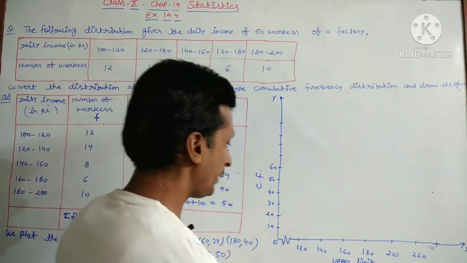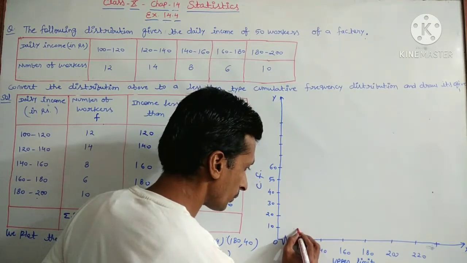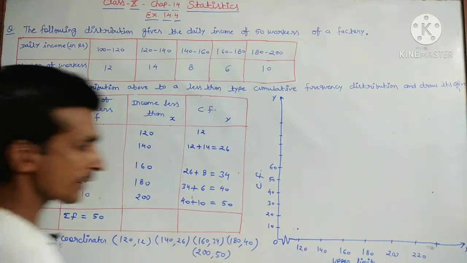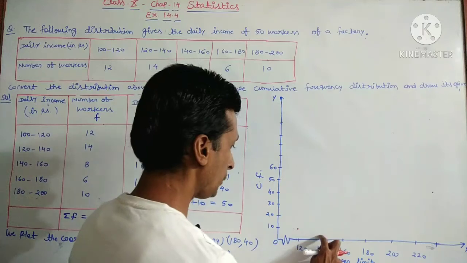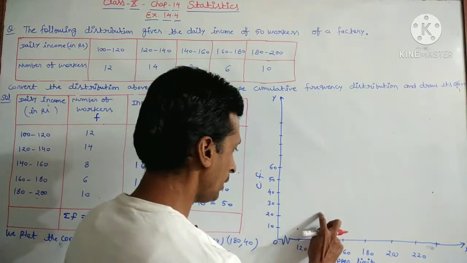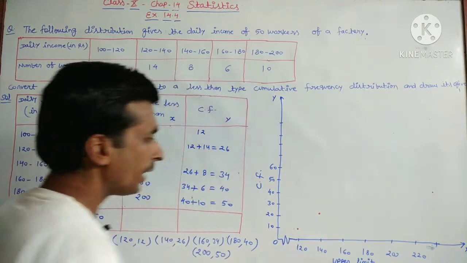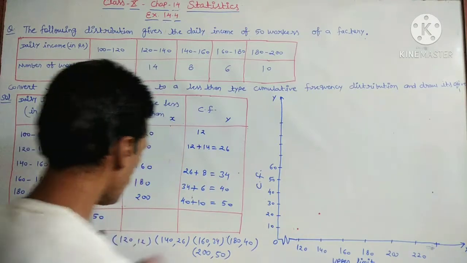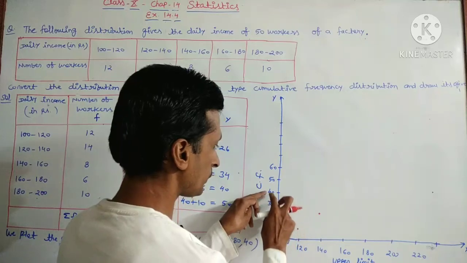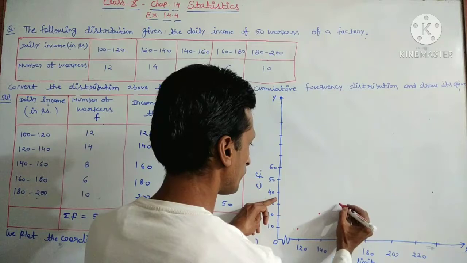Okay, 120 and 12. So 120 is this one and 12 is near about this one, so this point. Next, here is 140 and 26. 140 is here, and 26 is between 20 and 30, this one. So I think you will see and understand this point. And now you can see 160 and 34, between 30 and 40, the middle point, that will be the middle here.